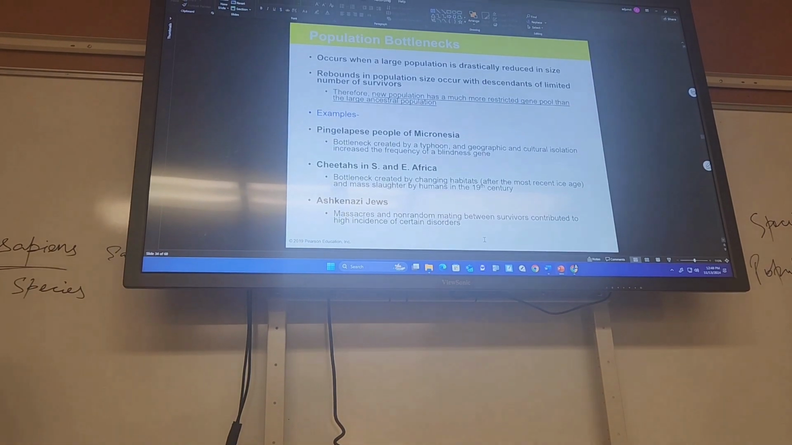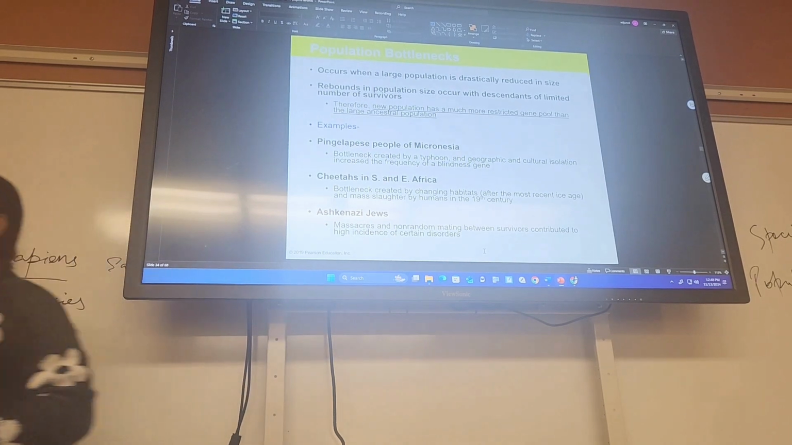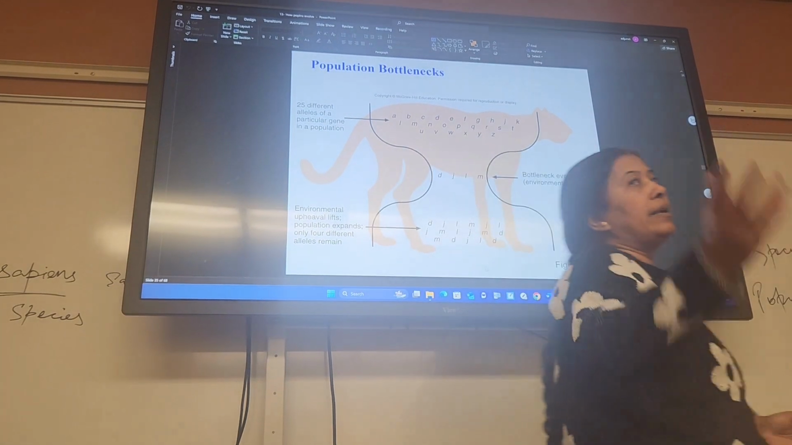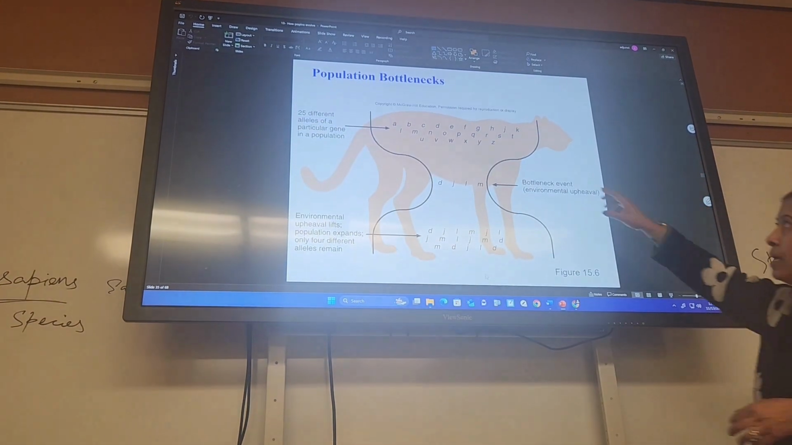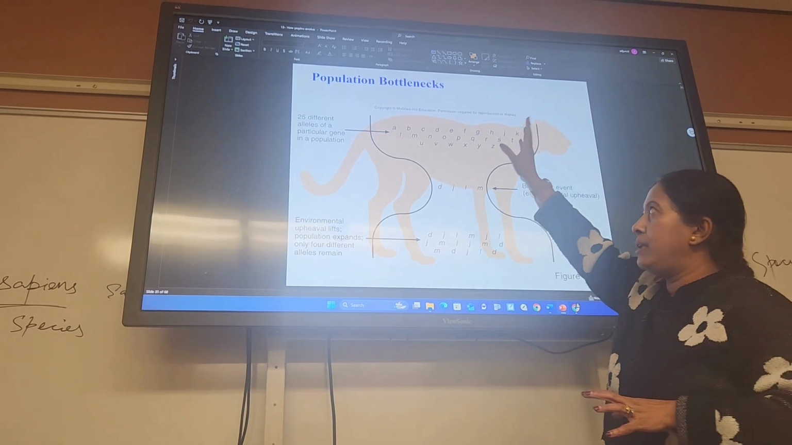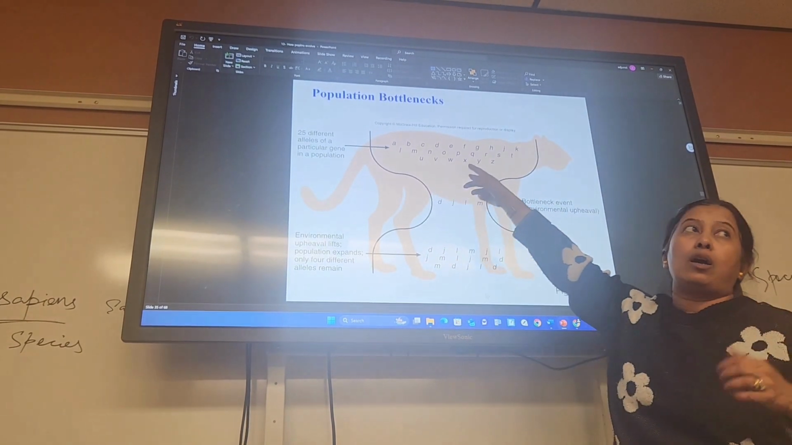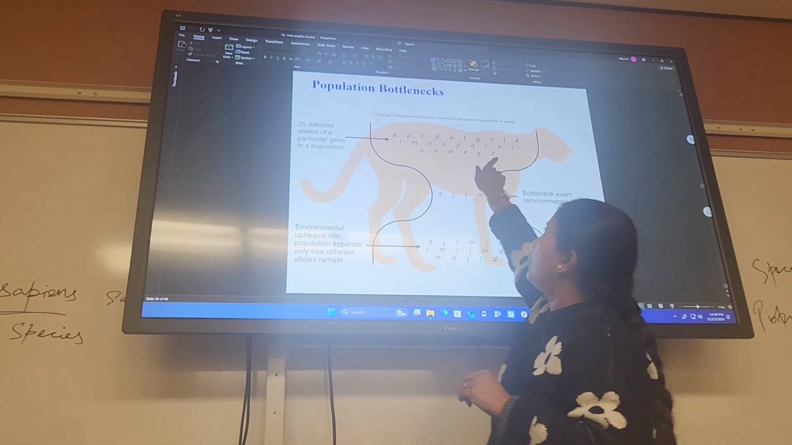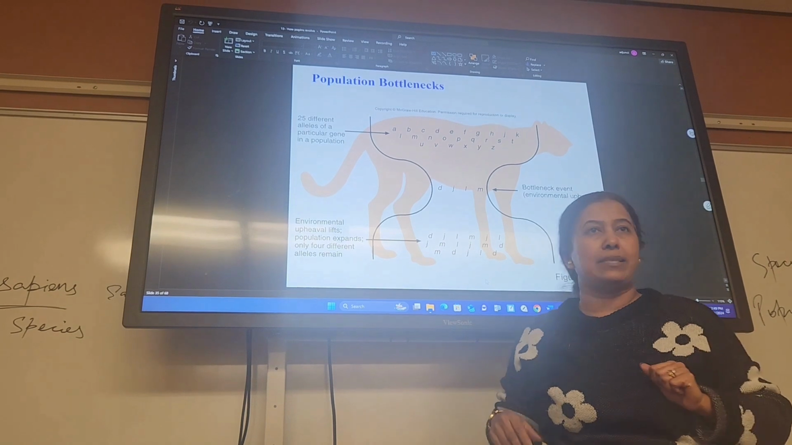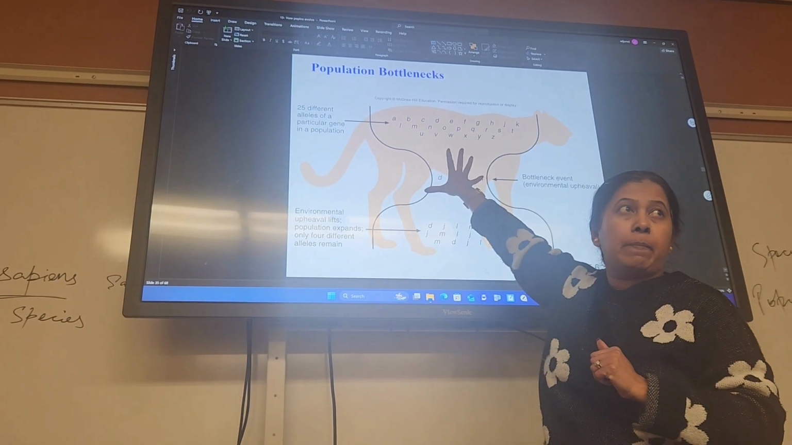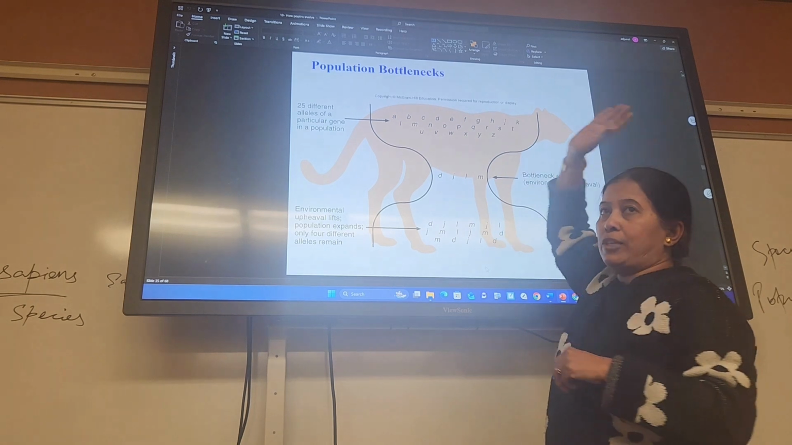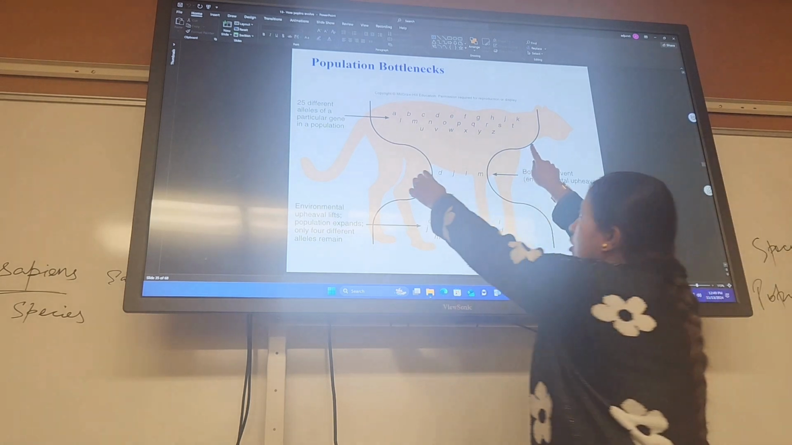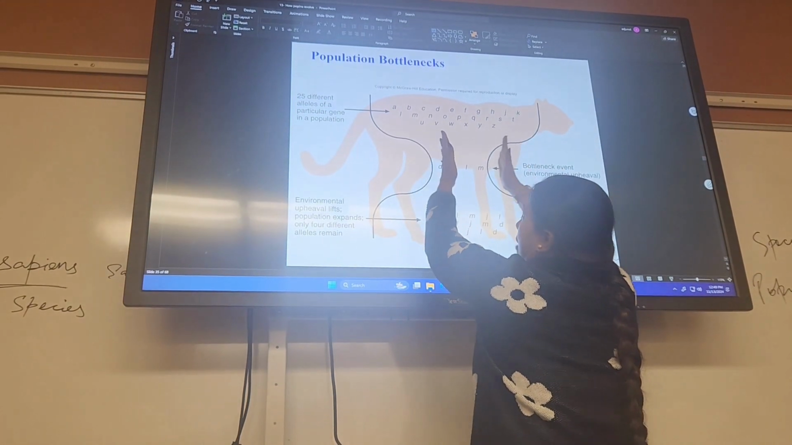Or population bottlenecks. This occurs when a large population is drastically reduced in size. For example, let's say before hunting, before poaching, before natural disasters, in a forest in Africa, let us assume, the population of cheetahs was large, okay? And if you looked at all the cheetahs in that population, and if you look at all their genes, this was the gene pool from A through Z. All of the genes were present. Then came a time when people started hunting, poaching, and due to natural disasters, forest deforestation, urbanization and all. So this was the bottleneck when the population was drastically reduced.